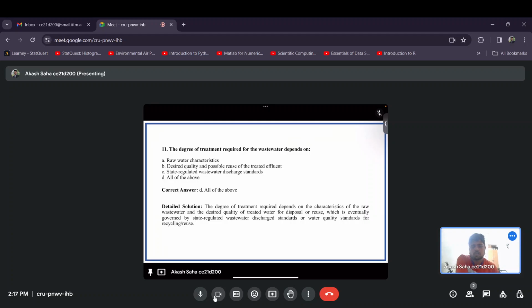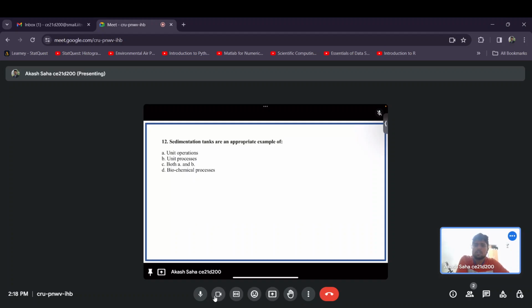Okay. So the degree of treatment required depends on the characteristics of the raw wastewater and the desired quality of the treated water for disposal or use, which is eventually governed by the state regulated wastewater discharge standard or water quality parameters. Okay, so this was the 11th question.